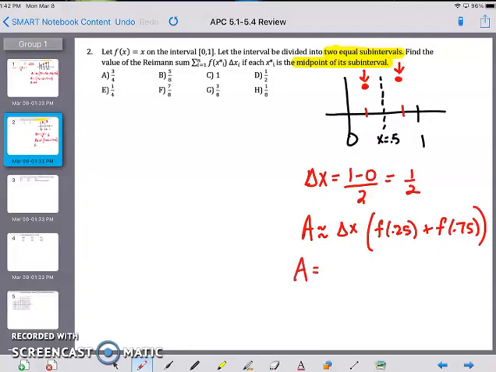So then when I plug in my numbers, my delta x here is 1/2. F of 0.25 is just 0.25 because my function is just x. And f of 0.75 is 0.75. 0.25 plus 0.75 is 1, and half of 1 is 0.5. So looking for an answer equivalent to 0.5, which would be letter D, which is 1/2.